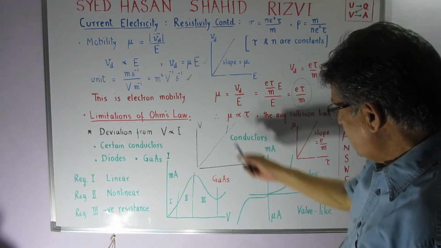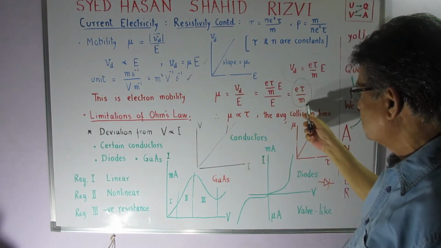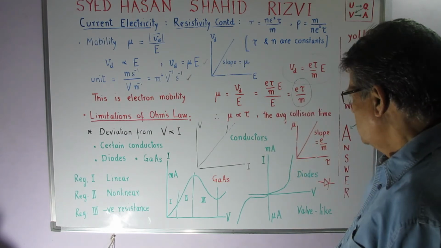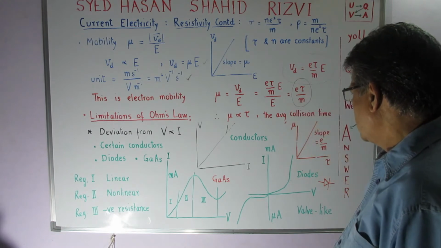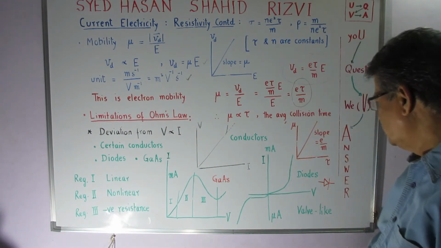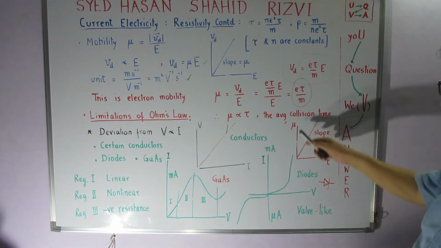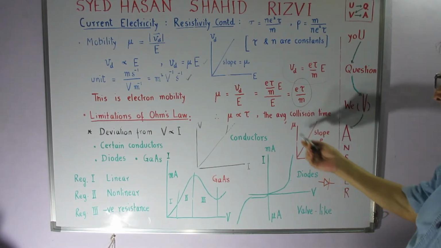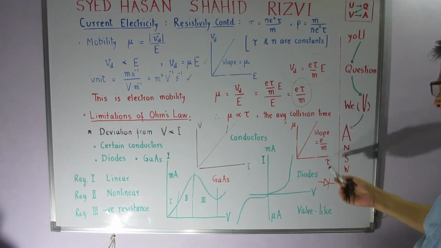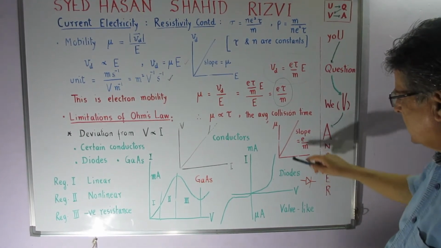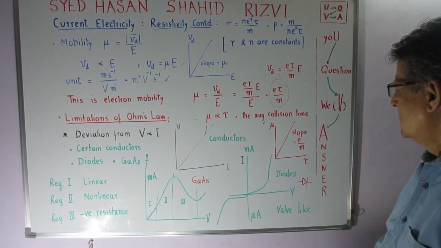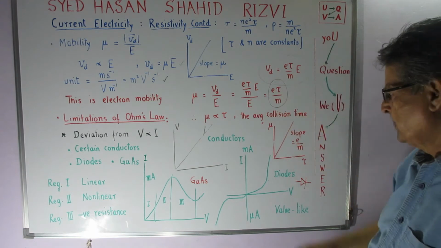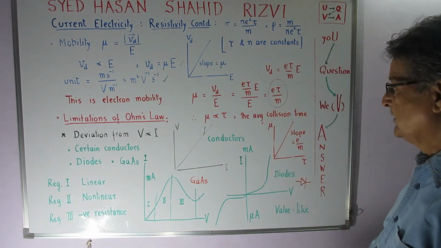So you can find from here that e upon m is a constant, so mu is proportional to tau, the average collision time. And by the systems approach, if I plot mu versus tau, if we are somehow able to determine the mobility and the average collision time, then I'll get a straight line graph whose slope will give us e upon m. This is another way I can say.